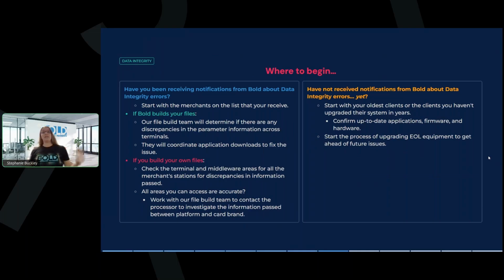If there's updates that need to be made, whether it's to just the application or to the information within the parameters, that'll be something where our team will coordinate with you and the merchant to do a download or schedule a download, whether you're using packs or something of those natures, where we can help you get to that next step as smoothly as possible. But if you build your own files, then that would be, again, where you check with the terminal, check with the middleware, check all the areas that you actually have access to, and verify.